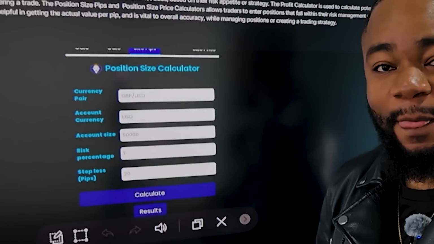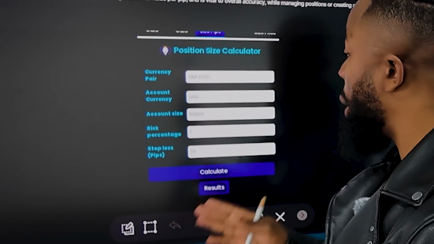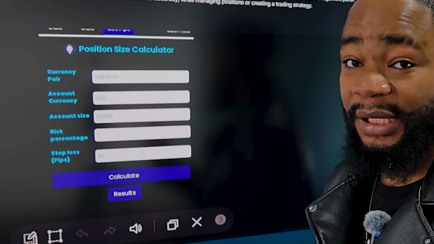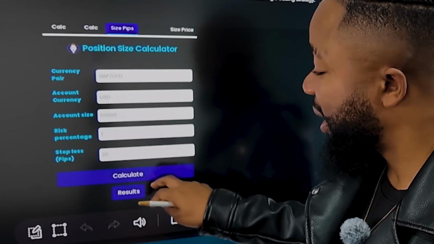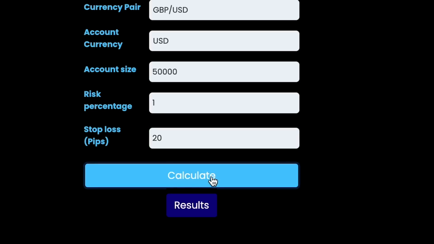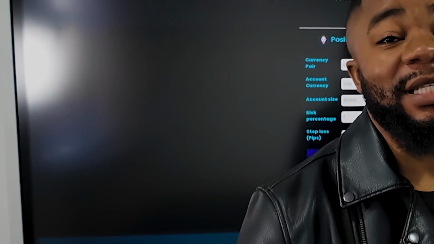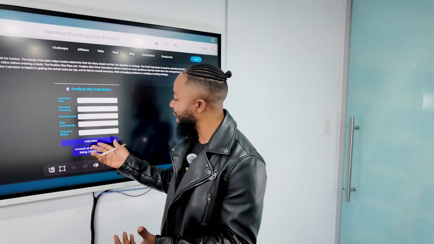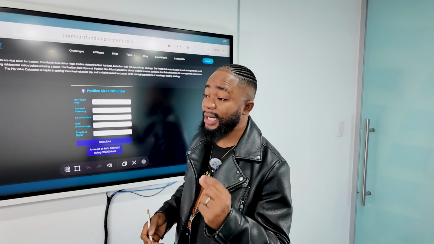So are you guys ready to calculate the lot size? Remember, we're looking for the lot size we can use on this trade so that we only risk 1% of our account. Okay, good. So we just click on calculate, boom. Let's give it a few seconds and voila, you can see the amount at risk is $500. What is $500? $500 is 1% of $50,000. That's why it says the amount at risk is $500, because we are only risking 1% of our account.